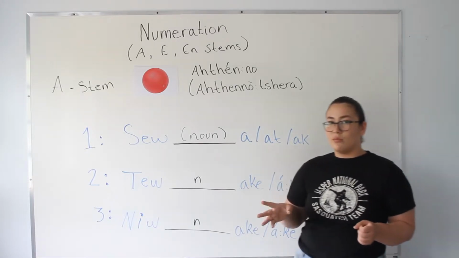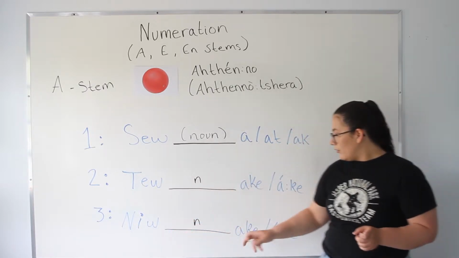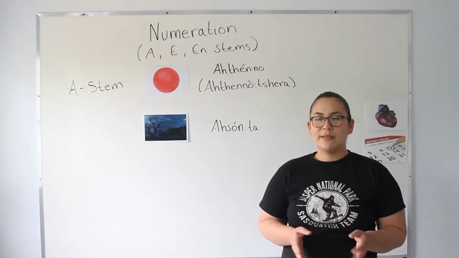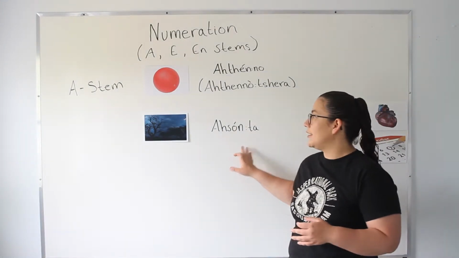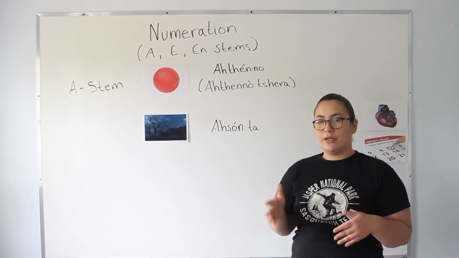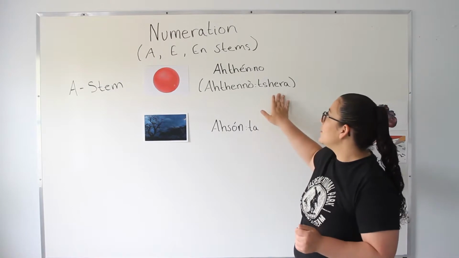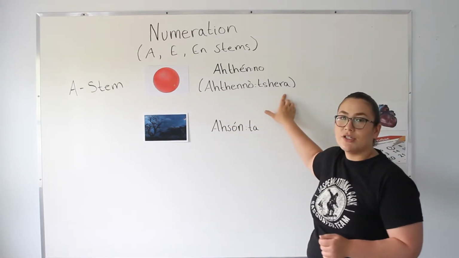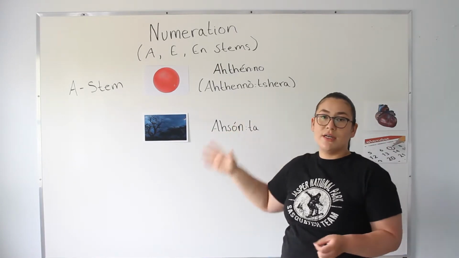To say three or more, your prefix will be NIW, and then your noun, and then the same endings as before. So first we're going to look at A stem nouns, and today I picked atono and asunda. So we're going to use these and we're going to look at how to count it in 1, 2, 3 or many. And this first one, atono, and the bottom it says atonotira. So this is actually the old word for it. It has a nominalizer because it originated from a verb.